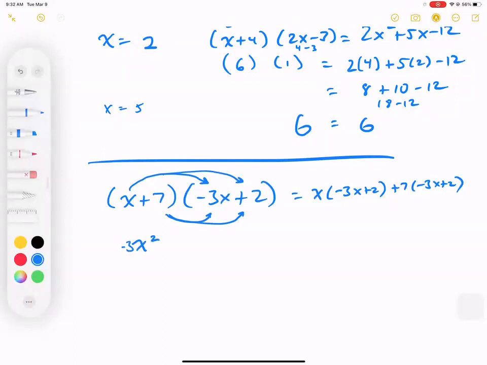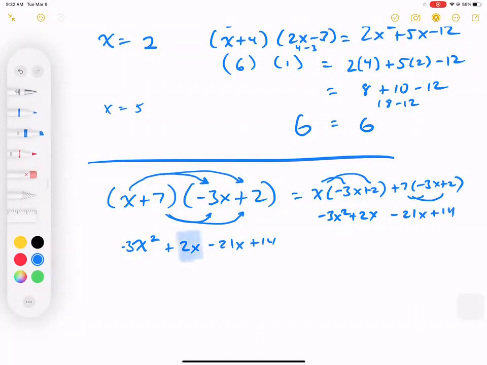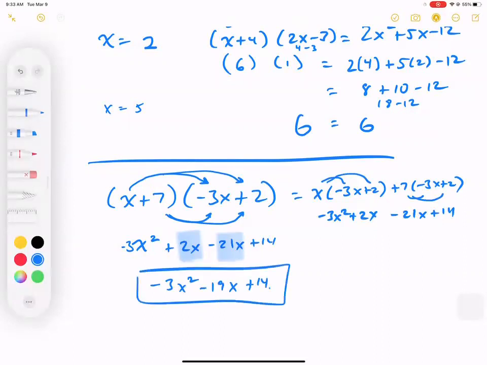Okay, hopefully that was enough time for you to at least multiply them together. So x times negative 3x is negative 3x squared, then x times 2 is 2x. Same process. Now multiply by 7. 7 times negative 3x is negative 21x, and 7 times 2 is 14. Hopefully you notice we have like terms now, 2x and negative 21x. Negative 3x squared minus 19x plus 14. Okay, all right, that's it.